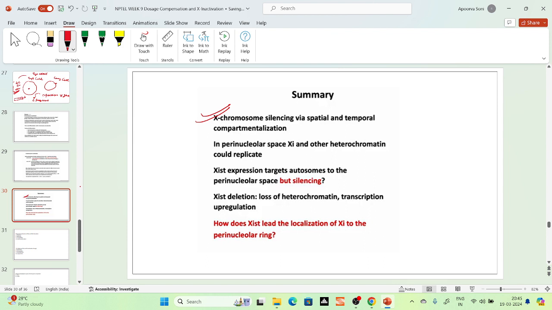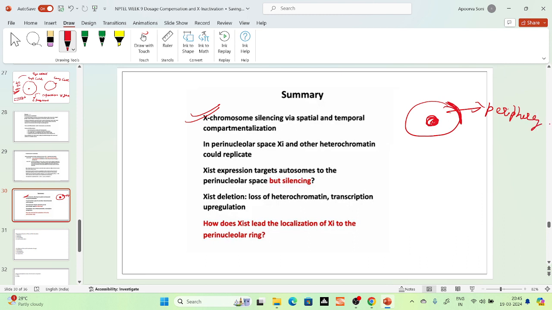So I have not included the papers. You should definitely go and read the papers and some of the diagrams given. But I have told you the gist of it, how the compartmentalization helps in the silencing. First is the central compartment. The other is the peripheral compartment. So all the genes that are silenced are present in the periphery.